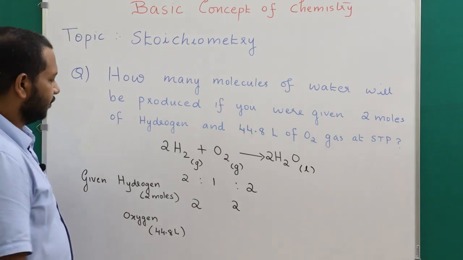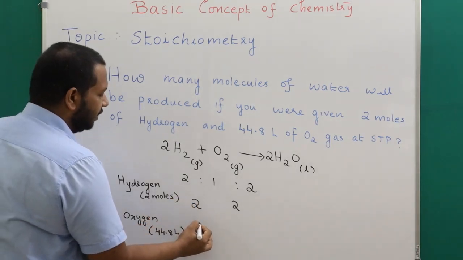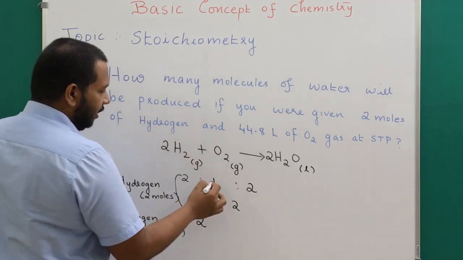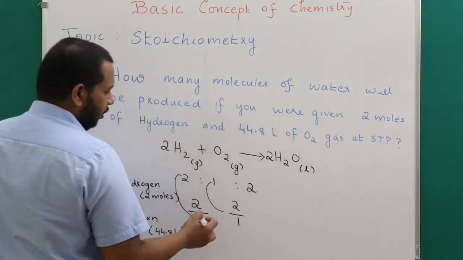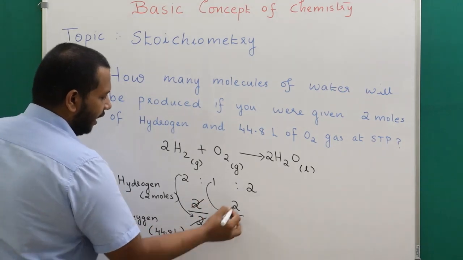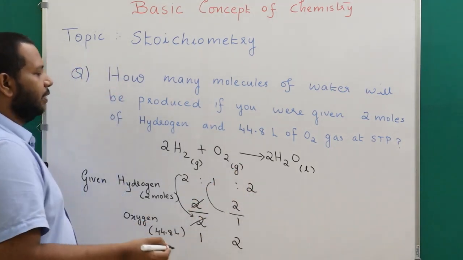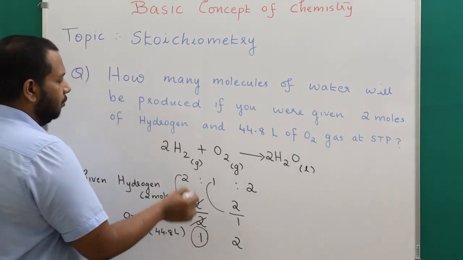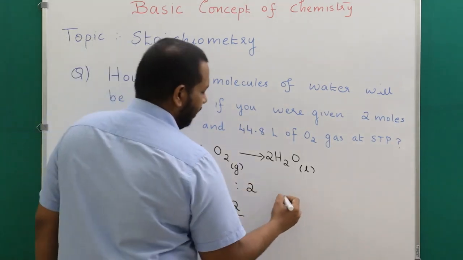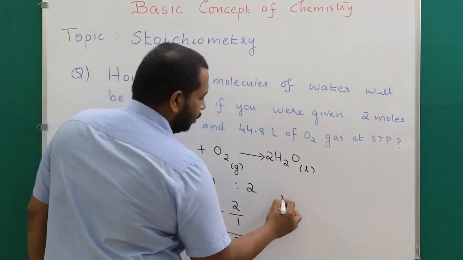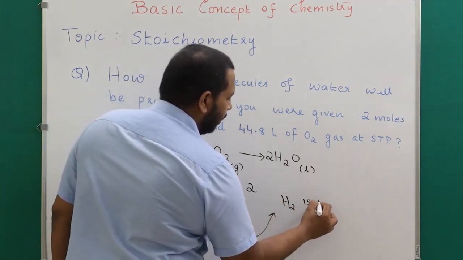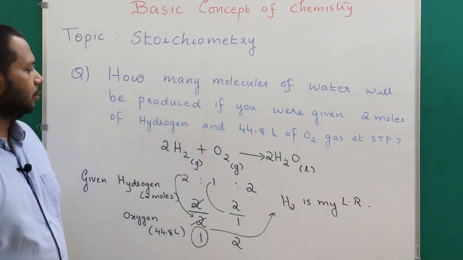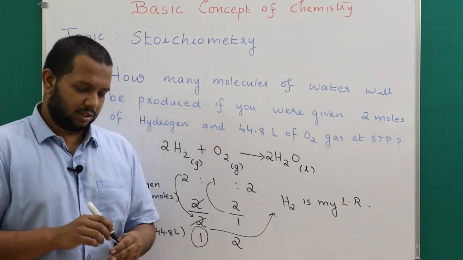Now what is the next step we need to do? Take the 2, divide by the stoichiometric value. 2 I am dividing here by 1. So this value will become 1 and this value is 2. Now tell me which is the smaller number out of this. The smaller number is 1. That 1 belongs to hydrogen. Then I can say hydrogen, H2, is my limiting reagent, LR. H2 is my limiting reagent.